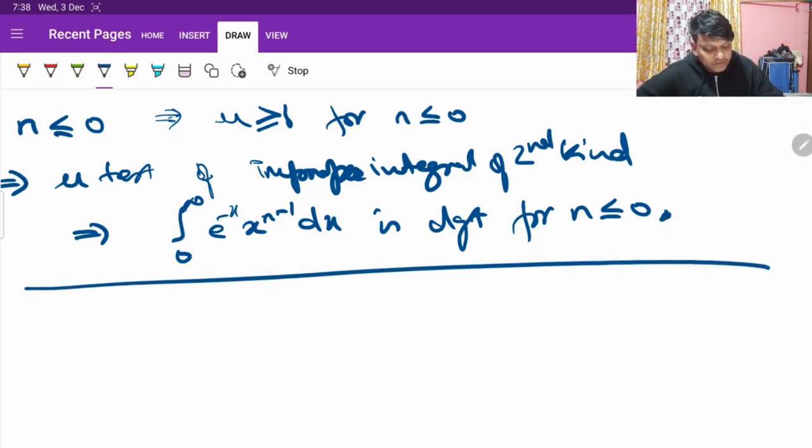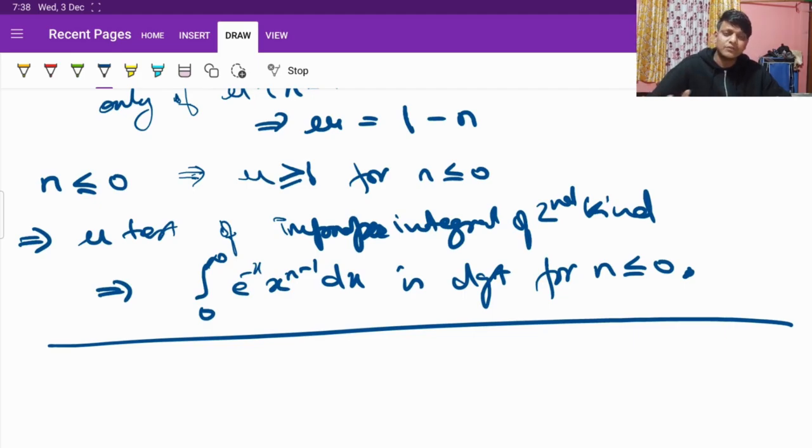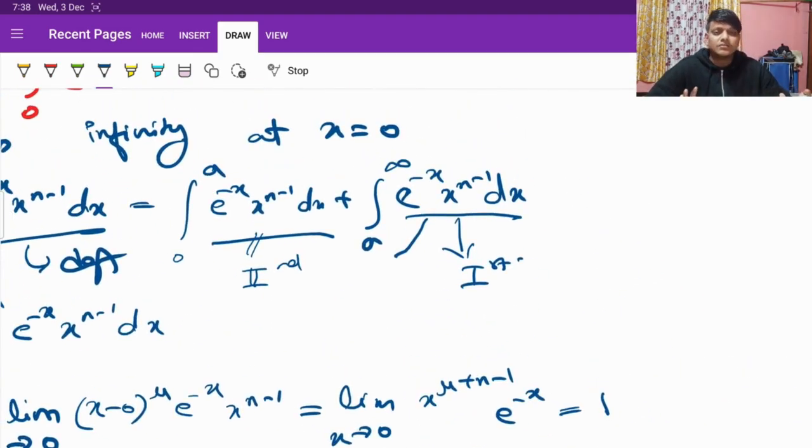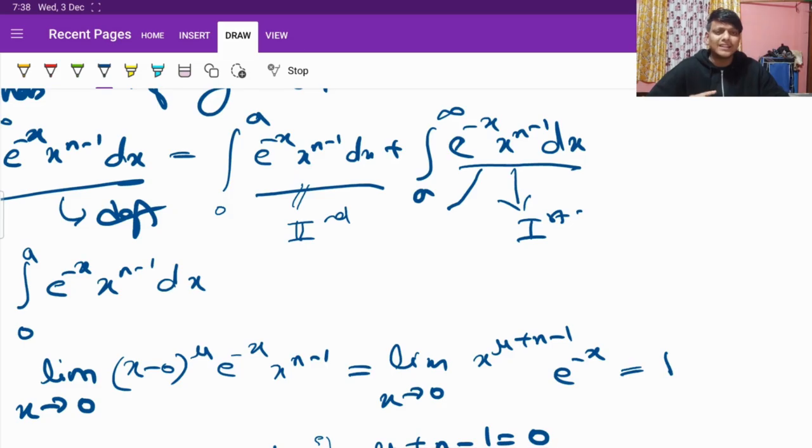Okay, so with this we have shown the convergence of the gamma function. In the first case, when we took n greater than or equal to 1, the improper integral is convergent for all values of mu and n. Then in the second case we took the value of n between 0 and 1, and in that case also we saw that the integral is convergent. And in the third case, we saw that for n less than or equal to 0, the improper integral is going to be divergent. So the gamma function is only divergent for n less than or equal to 0.